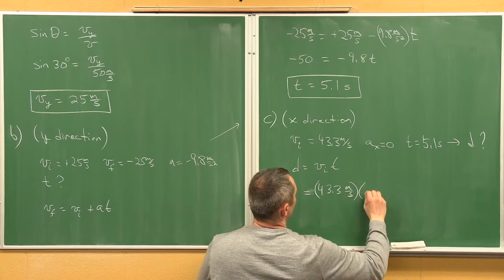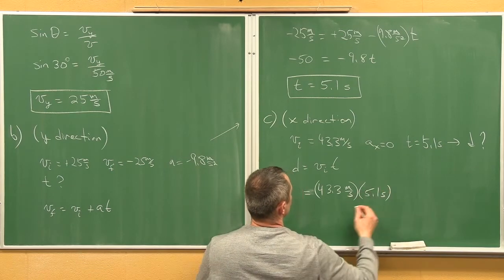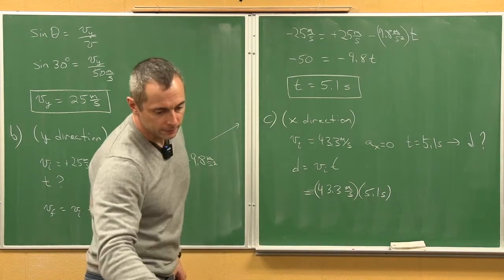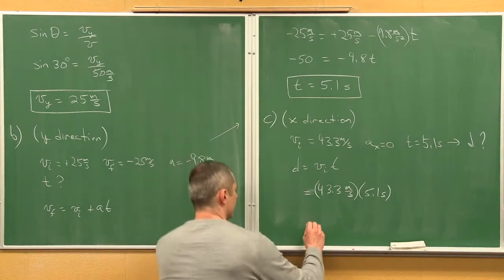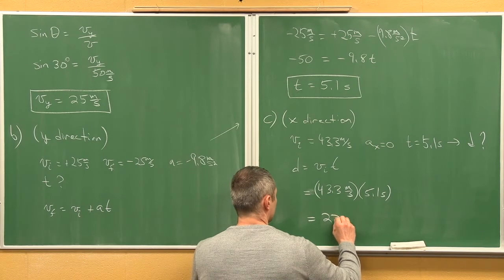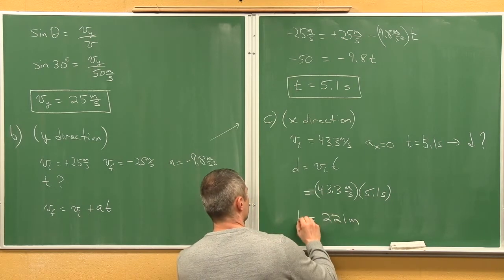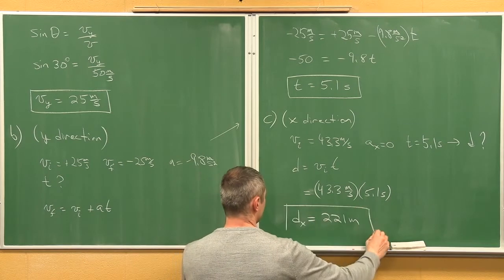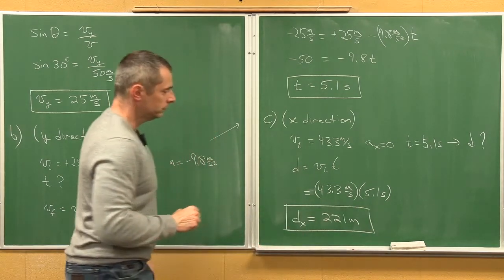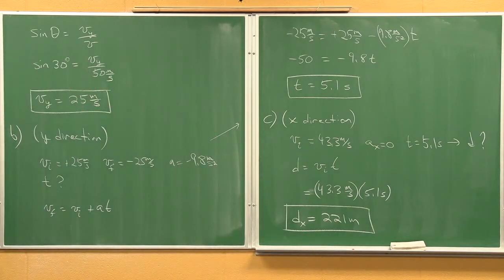And then 5.1 seconds. Punch that on a calculator, and you should get 221 meters, I believe, is what I got. Maybe I'll even put an x. Why not? D in the x direction. All right, so let me create a pause in case you need a moment to catch up.